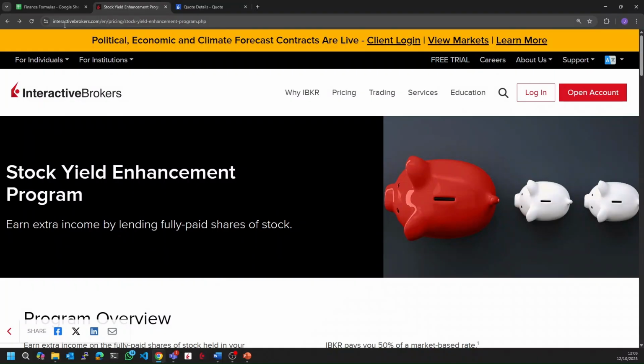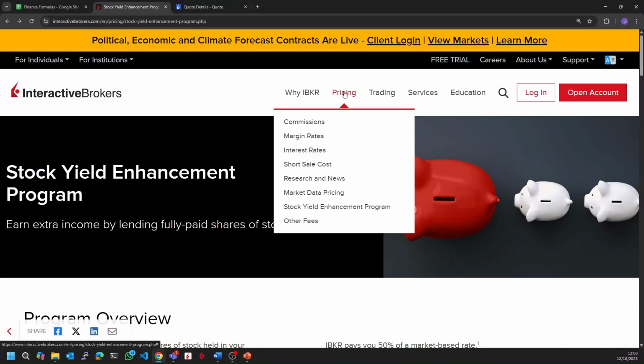Interactive Brokers fees can be found here on the website under pricing. I will go from bottom to top. Other fees can be found here. Next is Stock Yield Enhancement Program.